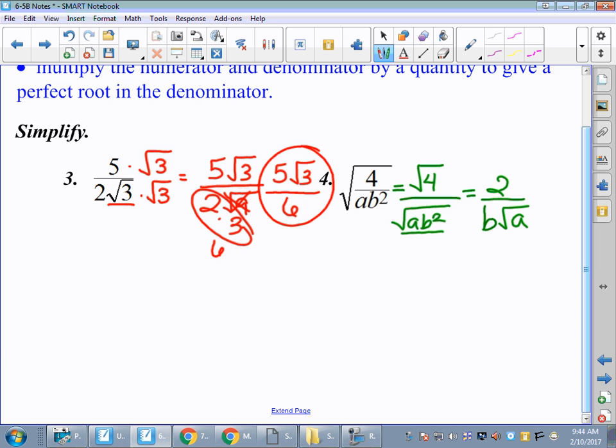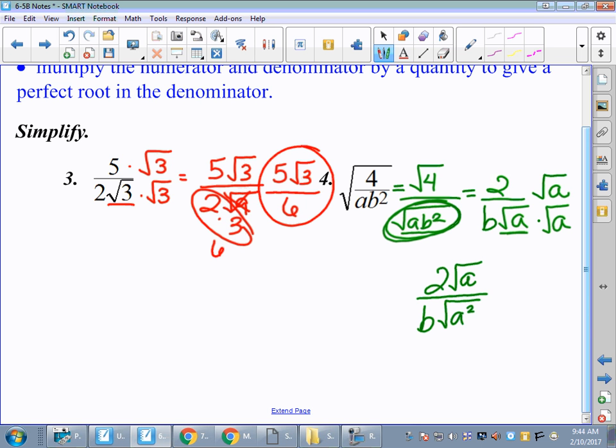So instead of trying to get rid of this whole mess, the only thing that we have an issue with is the square root of a. To make a variable a perfect square, I have one a, I need another a. So if I multiply both top and bottom by another square root of a, I'll get 2 root a over b times the square root of a squared.